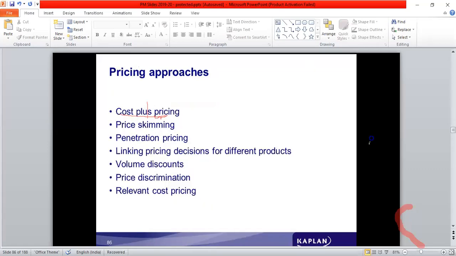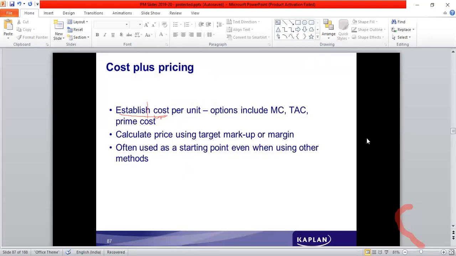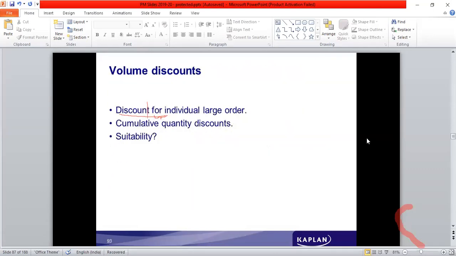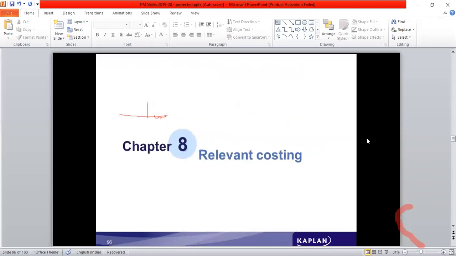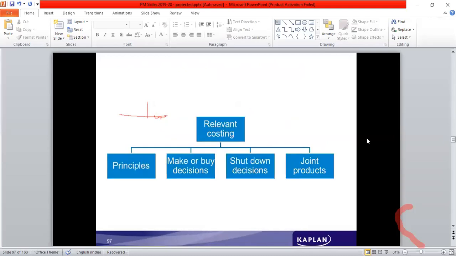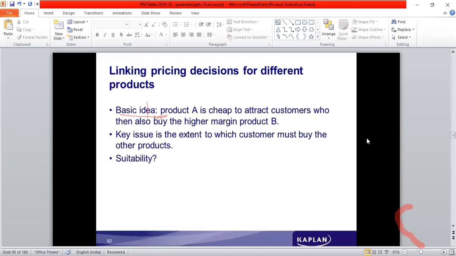Fine. That is all we learned till here. Pricing approaches will start in the next class because it takes some time to go through all of these pricing approaches. So we'll take it up in tomorrow's class because quite a lot are there. After that, maybe we will also finish relevant costing in tomorrow's class.